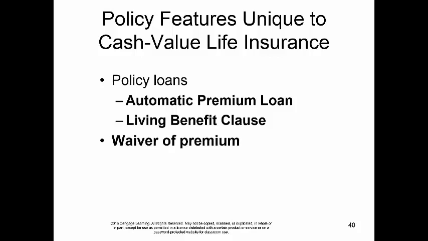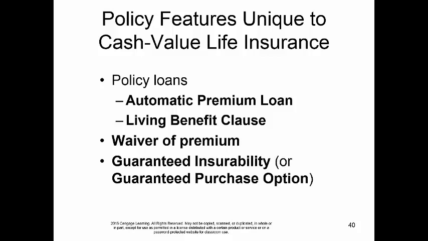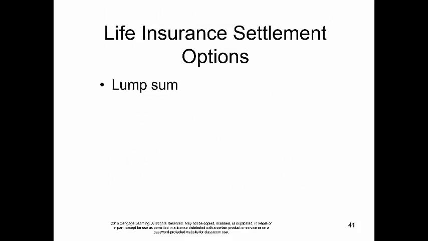There's also a waiver of premium that can kick in in the event that the insured becomes incapacitated. Guaranteed insurability, we've talked about this previously. Guaranteed insurability with a cash value life insurance, very similar to guaranteed renewability with term life insurance, allows you to purchase additional coverage even in the event that you develop some medical condition that would otherwise make you uninsurable.